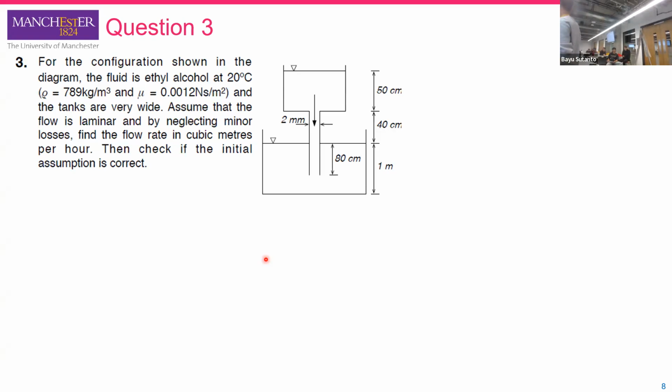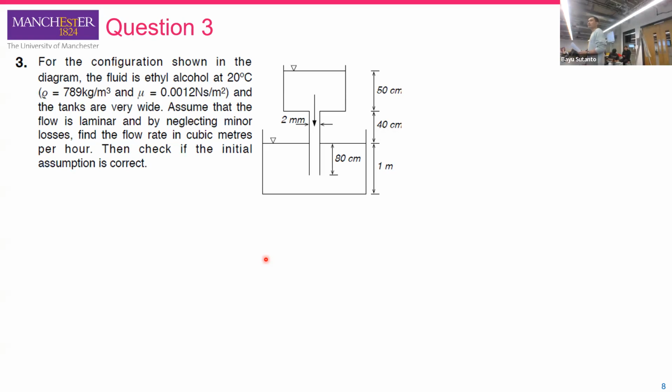Even though there is flow from the top reservoir to bottom reservoir. Because if there is a change of the elevation, your calculation is going to be quite difficult. So it assumes that the tanks are very wide. It means the elevation from point 1 to point 2 is going to be constant. This is why they say the tanks are very wide.